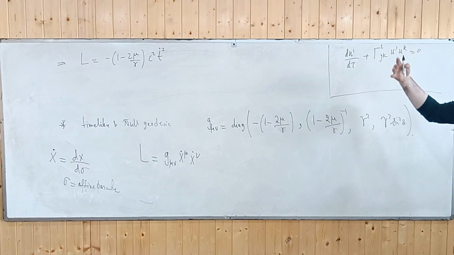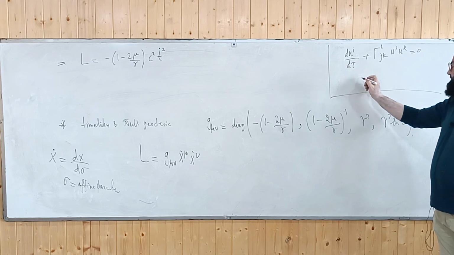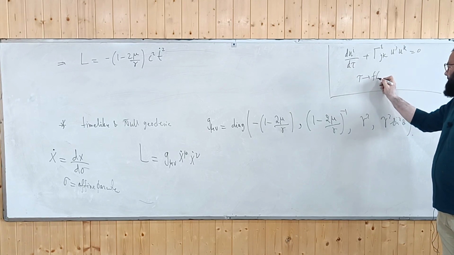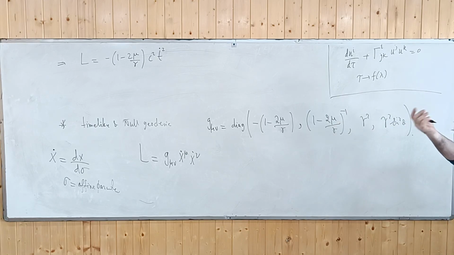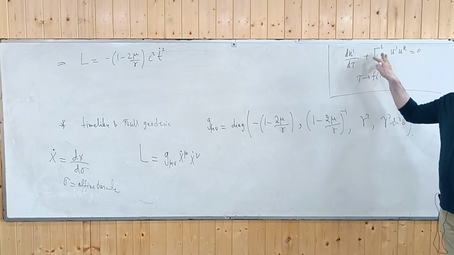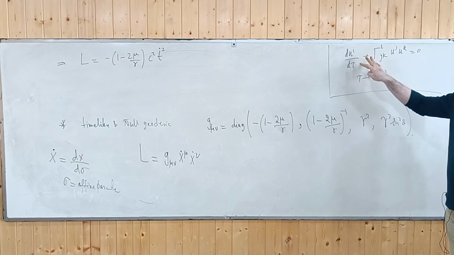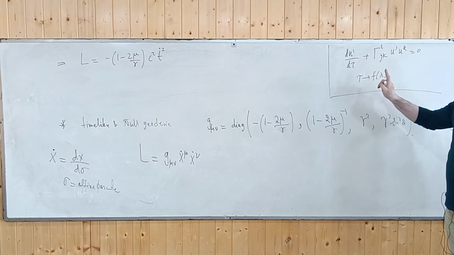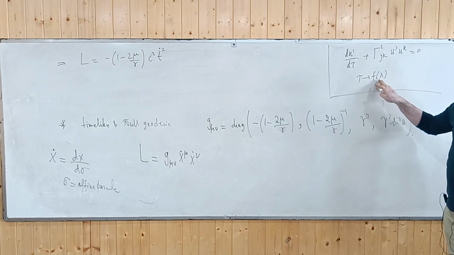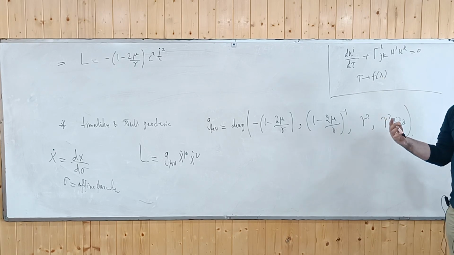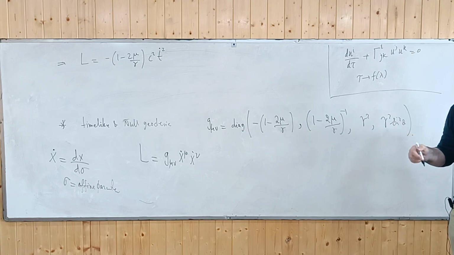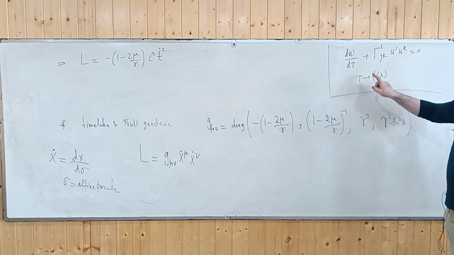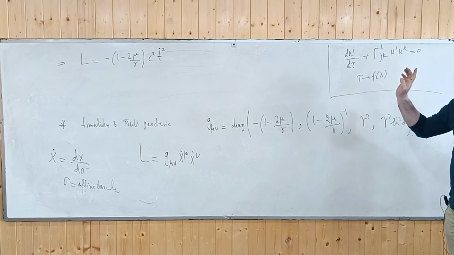So this is valid for any kind of parameter. If I now change my parameter to another parameter, a function f of lambda, I can make this very object invariant under this kind of parameter transformation. If this equation is invariant under the set of transformations of the parameters, those parameters we call the affine parameters. Or in other words, this equation is invariant under a linear transformation of this parameter.